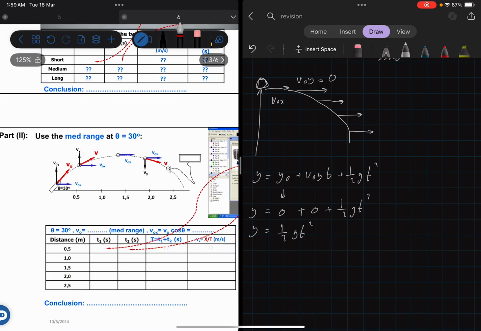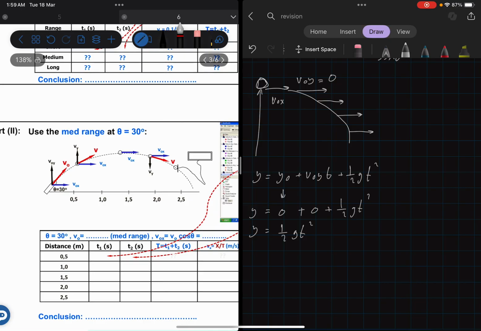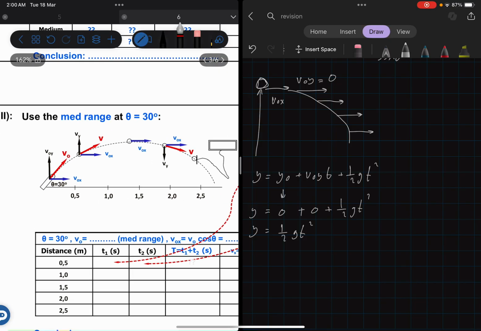Let's show some points on this graph. Here we just want to notice that v naught x is constant, because it is going in this direction, and for v naught y it is going here. Here we have maximum v naught y, and here we have the positive direction, here the negative direction.